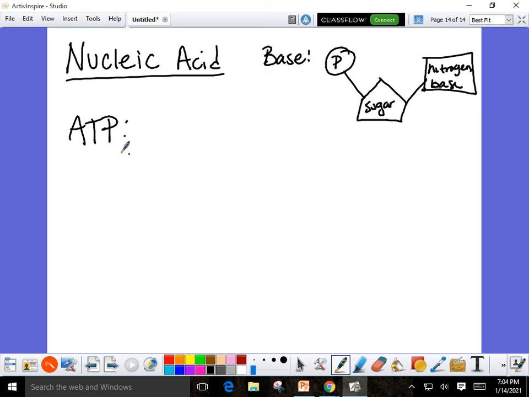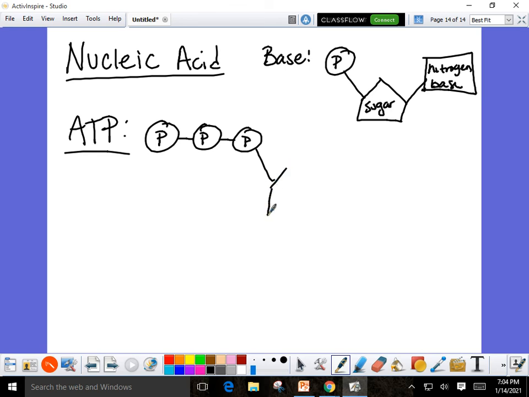is the most important, some would argue the most important molecule in your body. It is what powers your body. Okay. Without it, you would not survive. Okay. And it looks somewhat like the base, with just a little bit of a different formulation here. So let me draw it for you.